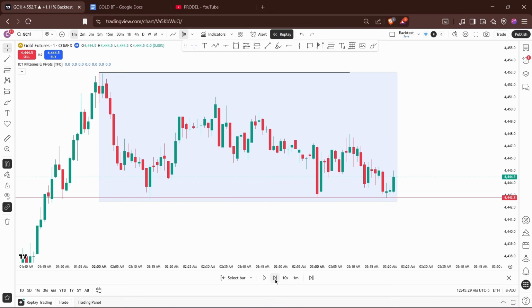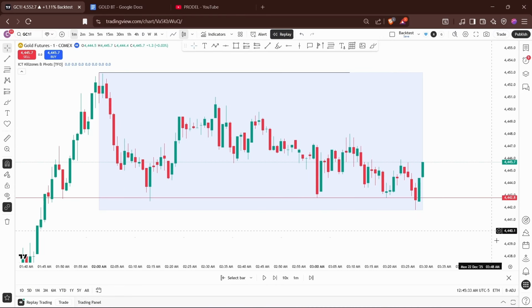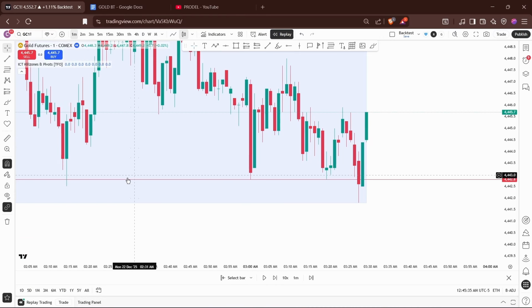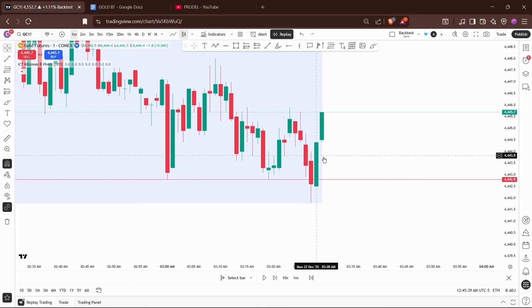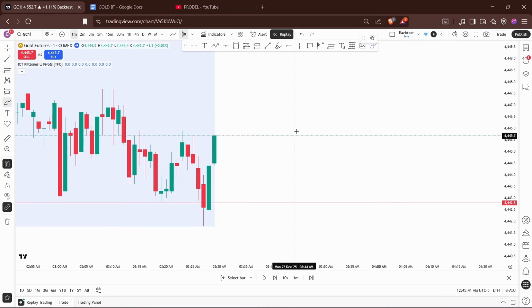And yeah, it closed below this level. So we can see this is the POI. It closed below the level and then above the level. So the first entry criteria is done.